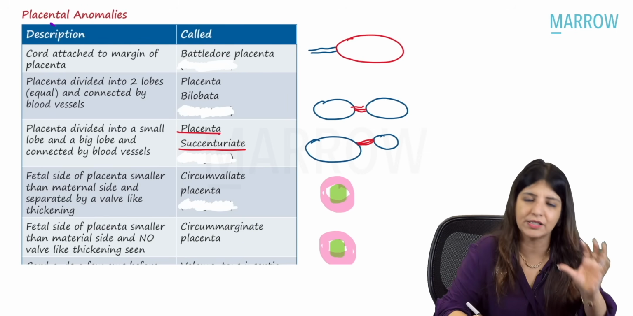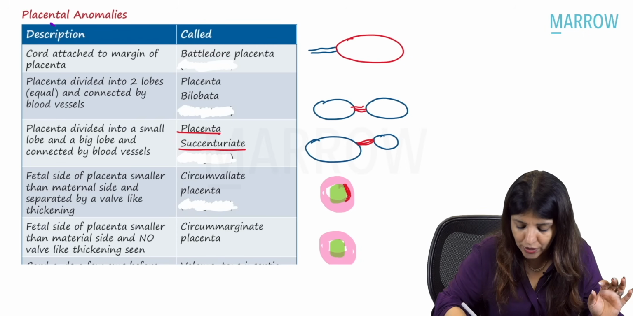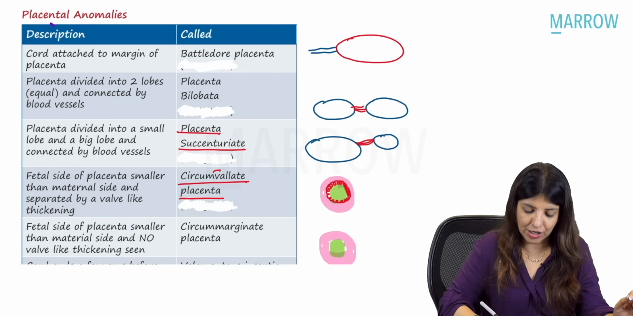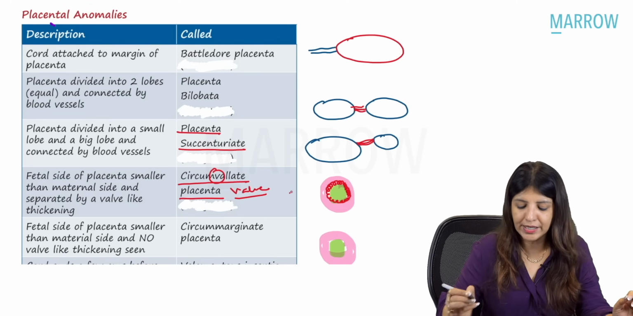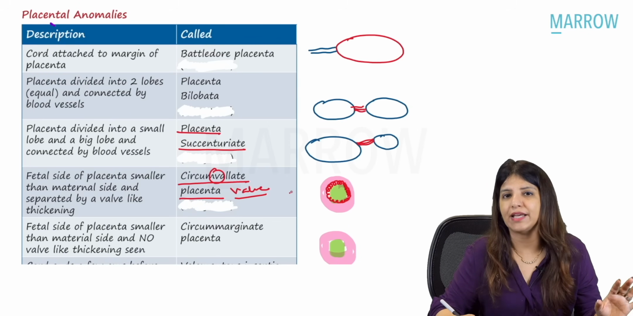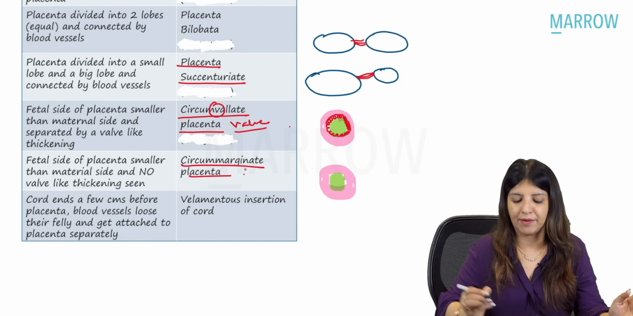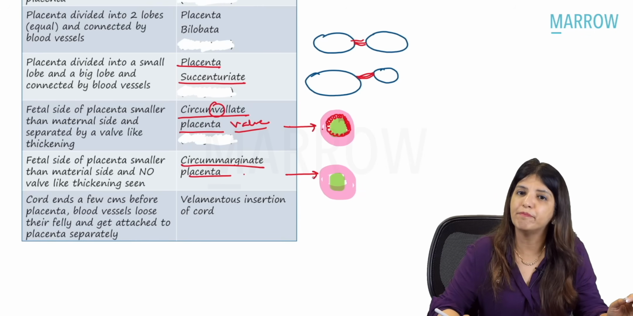While the maternal side of the placenta is surrounding the fetal side, if you get a valve-like thickening between them, then that is called circumvallate placenta. Remember, V for valve, V for vallate, right? And if there is no valve-like thickening, then that is called circummarginate placenta. So this over here is circumvallate and this one was circummarginate.